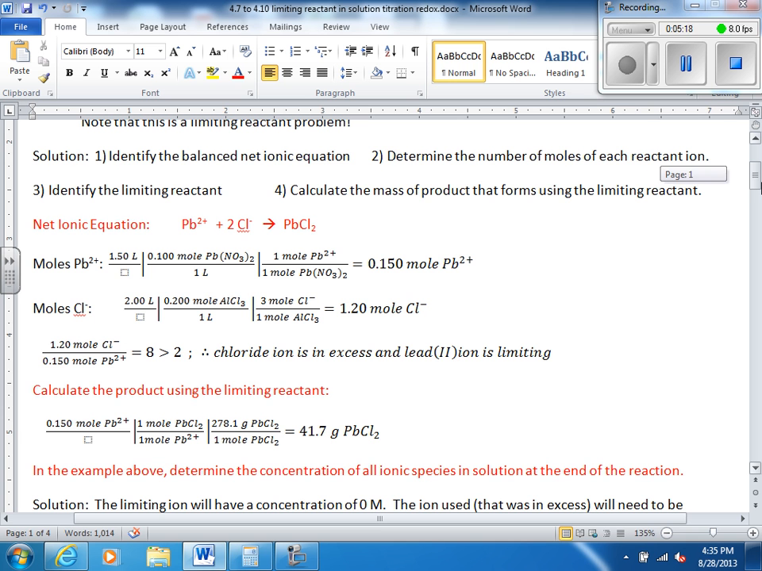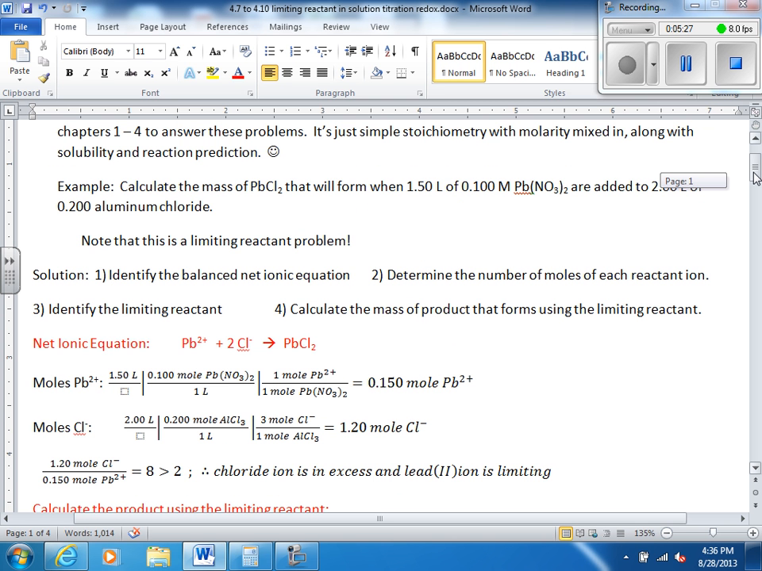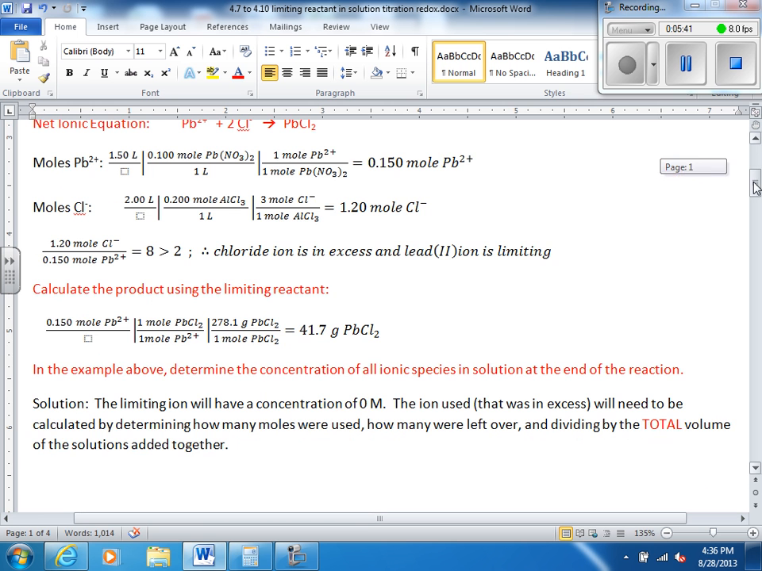But now I'm asking you to go a little farther. In the example above, determine the concentration of all ionic species in solution at the end of the reaction. So we've got some complex stuff happening here. We had nitrate spectators, we had aluminum ion spectators. Chloride was in excess, so some of it will be left over. We're going to have to figure out how much. The lead 2 was limiting, so what's its concentration going to be? That one's easy. 0. Lead 2 was limiting. Its concentration is 0.